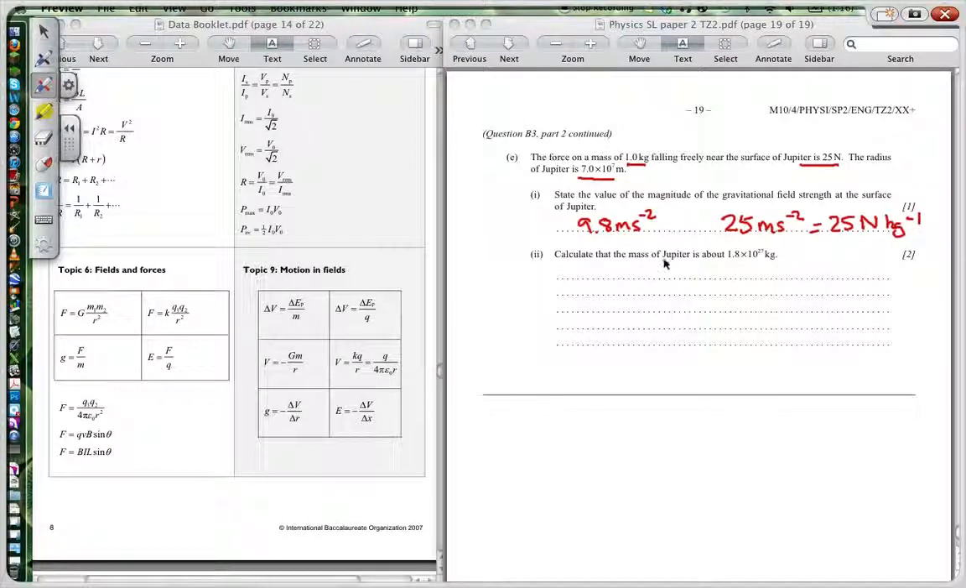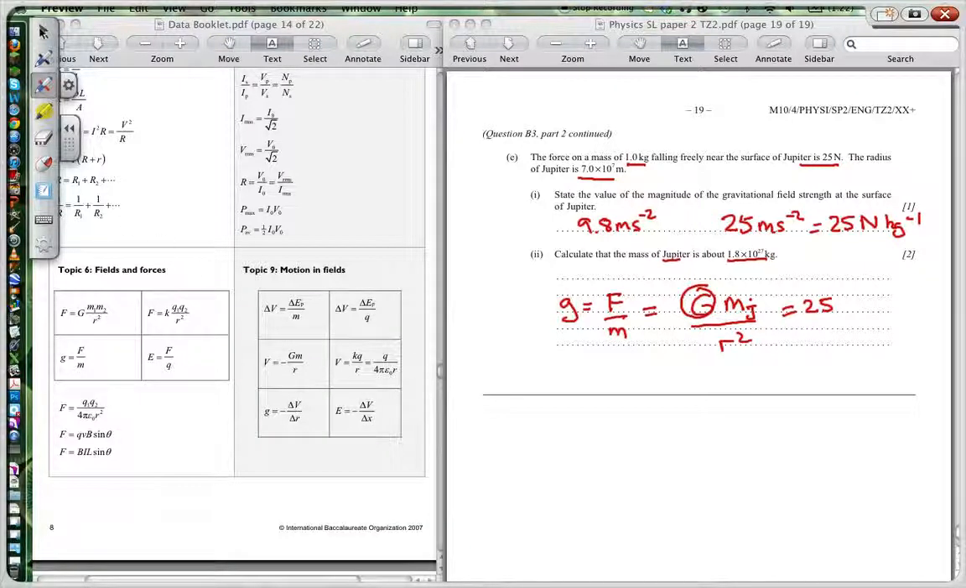And then calculate the mass of Jupiter. So we're going to use this formula over here, that g is equal to force over mass, and when we put it into the formula we're going to get big G times the mass of Jupiter divided by r squared, and we know that g is 25, and so we need to put this in. Now this value over here, this is our constant value.